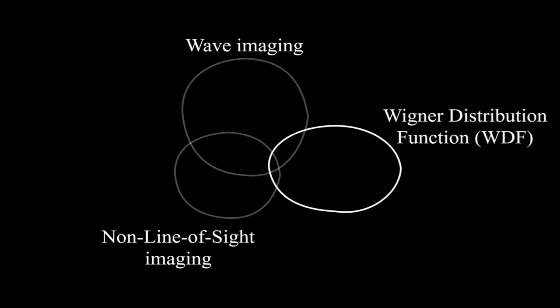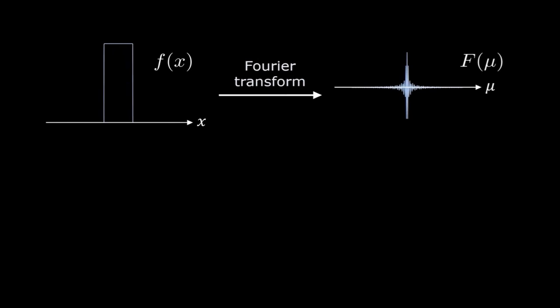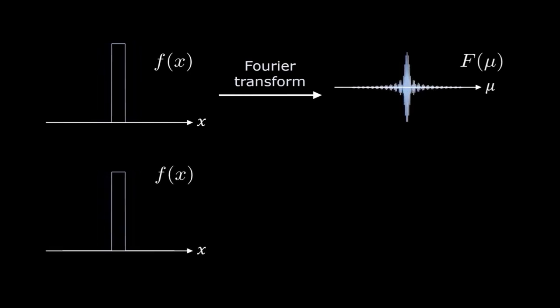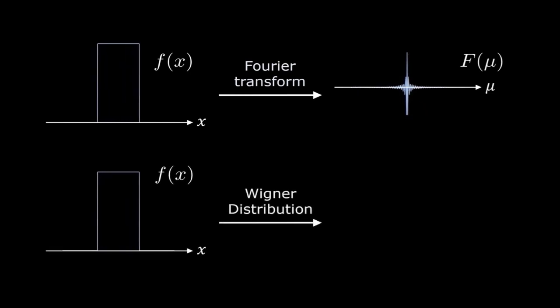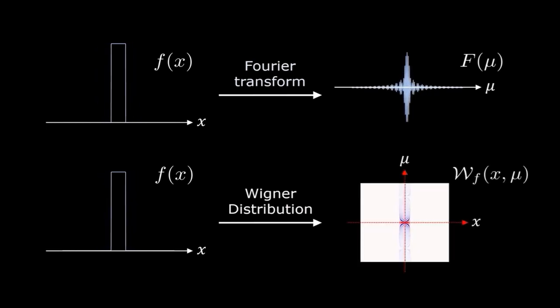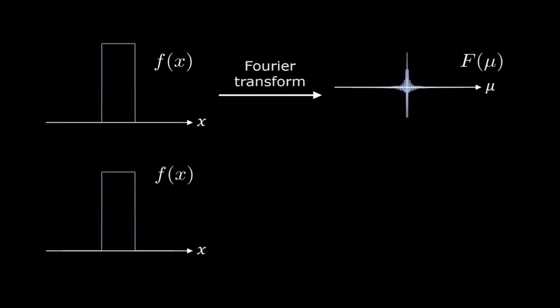First, if you know the Fourier transform, you should know that given the input signal, you can find the corresponding pair in the Fourier domain using the Fourier transform. It just behaves like a mapping between those two functions. The Wigner distribution function is similar to the Fourier transform, but it transforms the signal into a two-dimensional representation. So let's have a closer look at what the Wigner distribution function is.